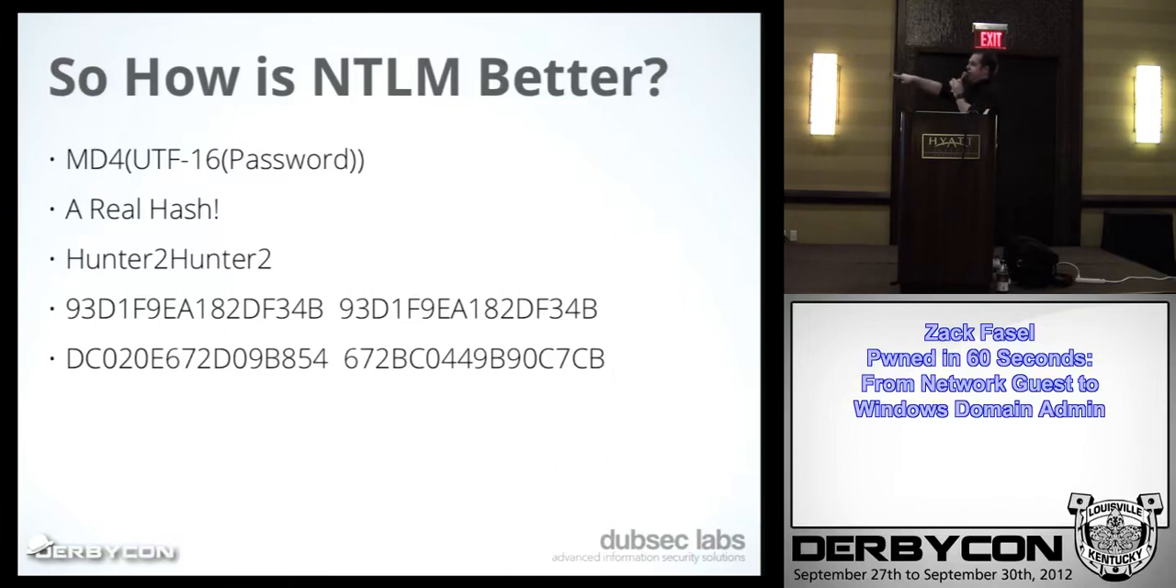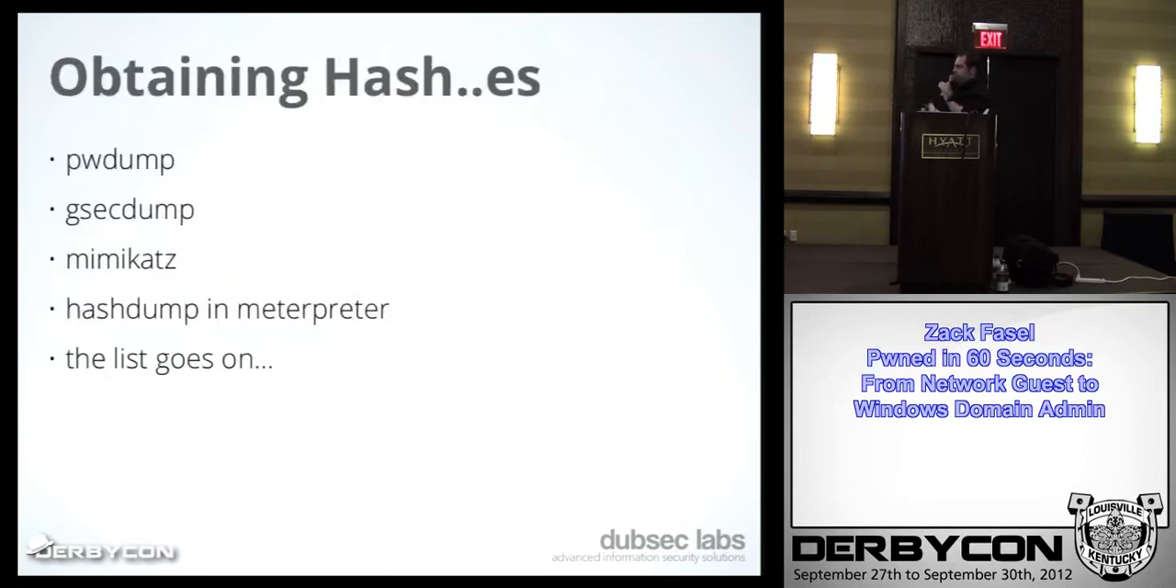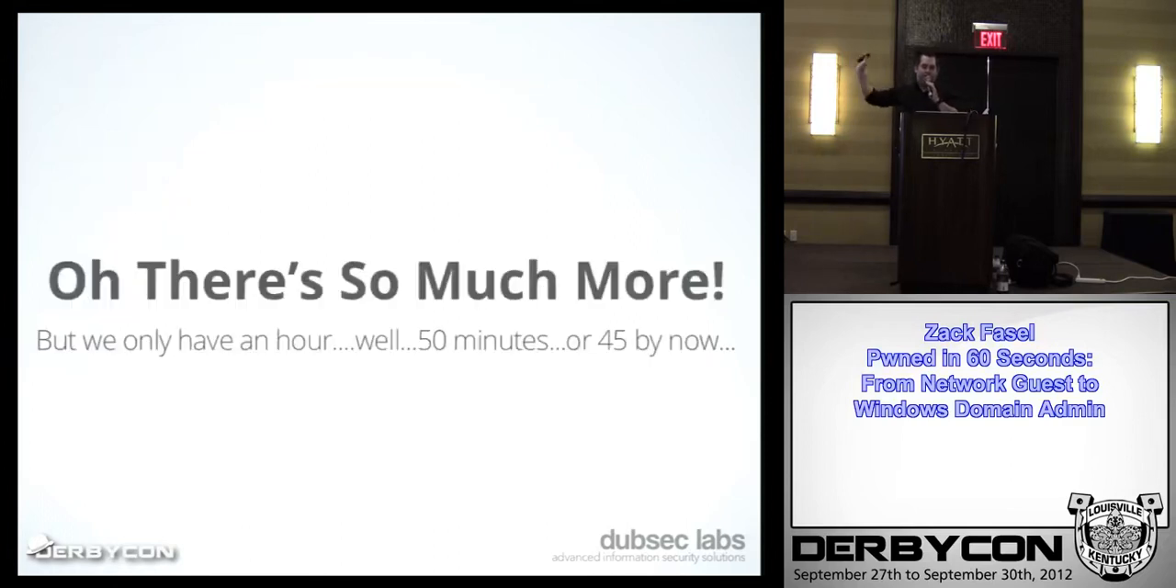And so unlike the LM, the first hash is the LM hash, where if it was hunter2, the hash would have been 93 blah, blah, blah, that whole thing. You can see how it's not repeated. Awesome, that's NTLM. So how do you obtain hashes from systems? There are all these talks about it, all these cool tools, where it's stored, but we only have 50 minutes, well, 45 by now, so we're just going to get through this.